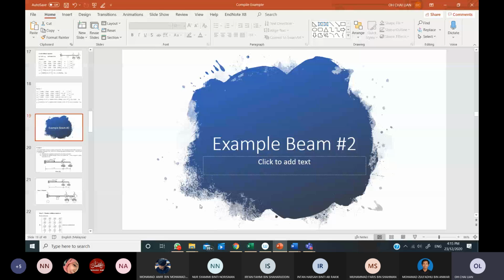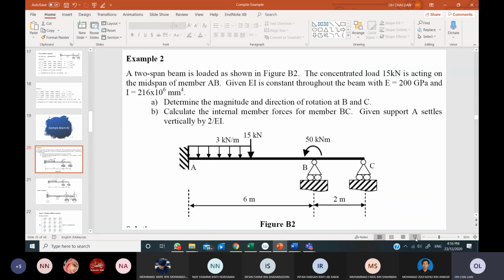Of course, I welcome all of you to ask me questions. If you start somewhere and you cannot follow, you must always let me know so that I can be slower at some parts. Without any delay, I will start explaining how to solve this beam problem number 2. Can you see my screen?